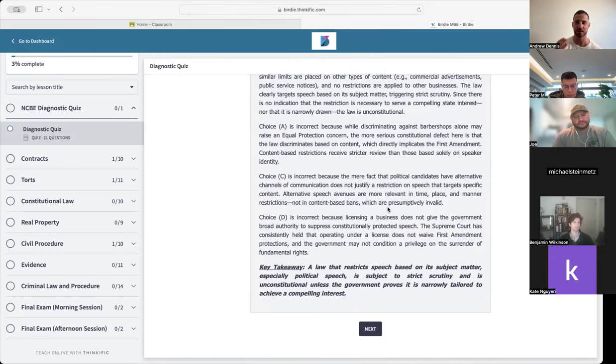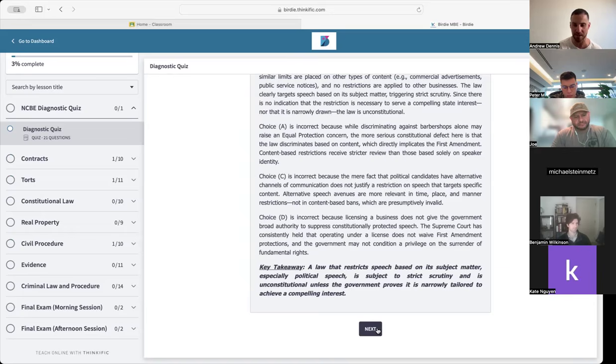Rational basis: legitimately related to a reasonable or rational purpose. Intermediate scrutiny: substantially related to an important government interest. And then, like we said, strict scrutiny is narrowly tailored to a compelling government interest and is the least restrictive means possible. So a law that restricts speech of subject matter, especially political speech, is subject to strict scrutiny, unconstitutional unless the government proves it is narrowly tailored to achieve a compelling interest, right?